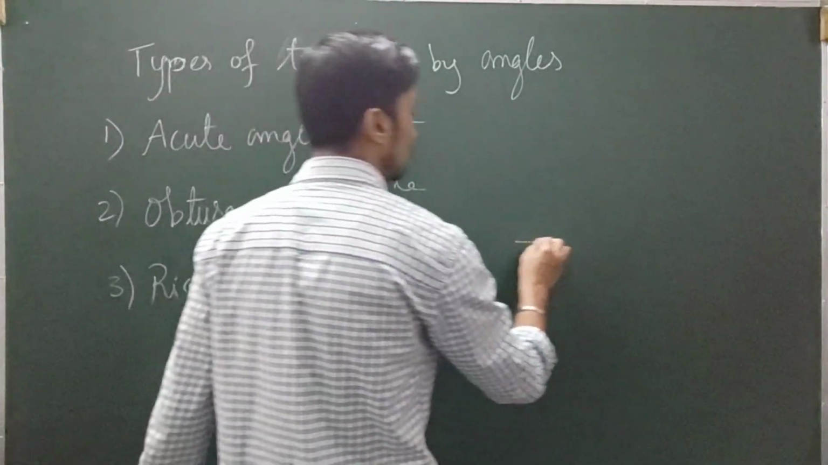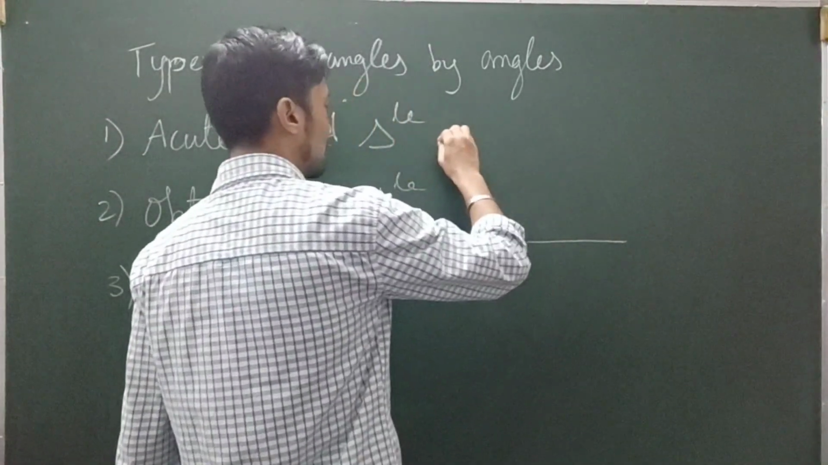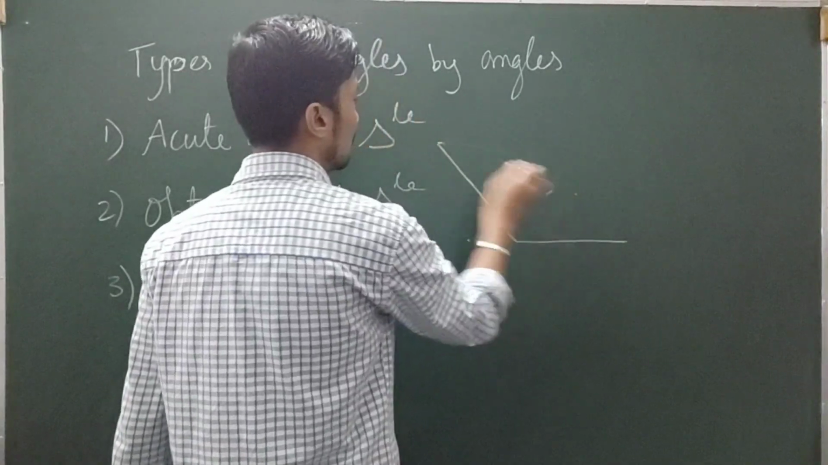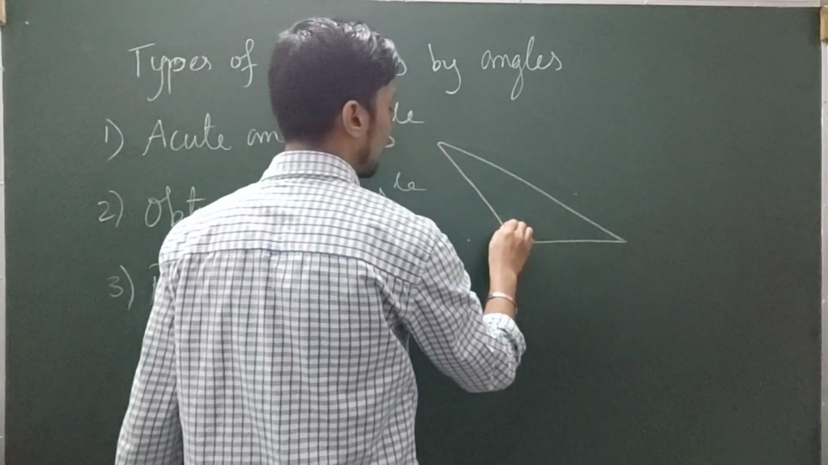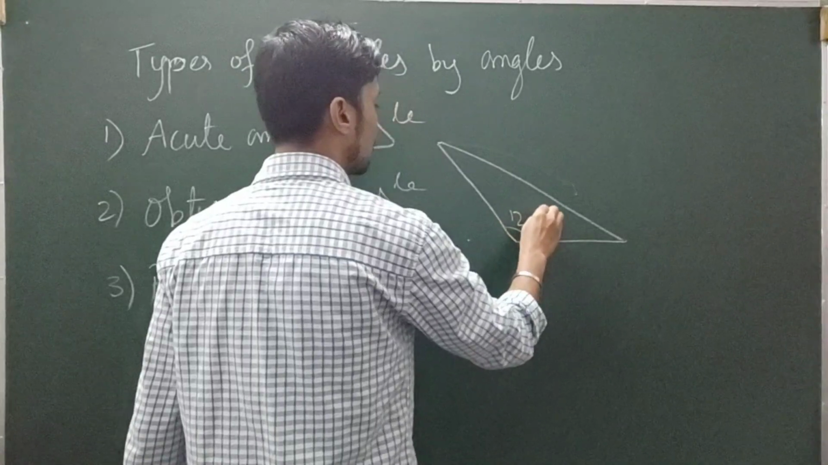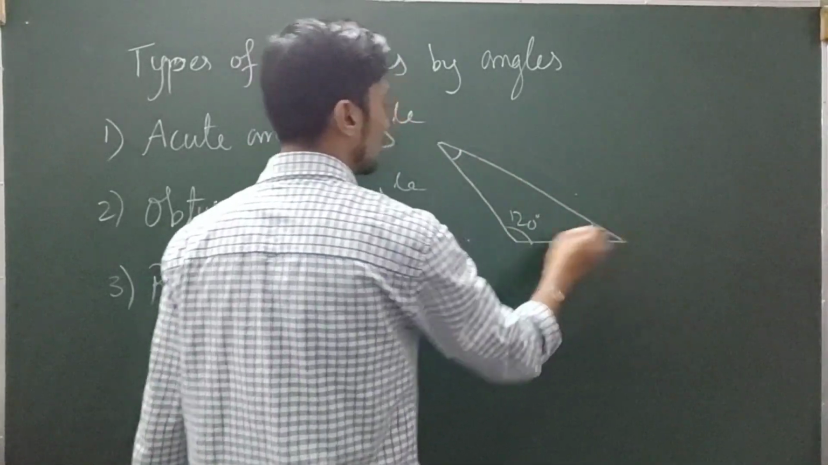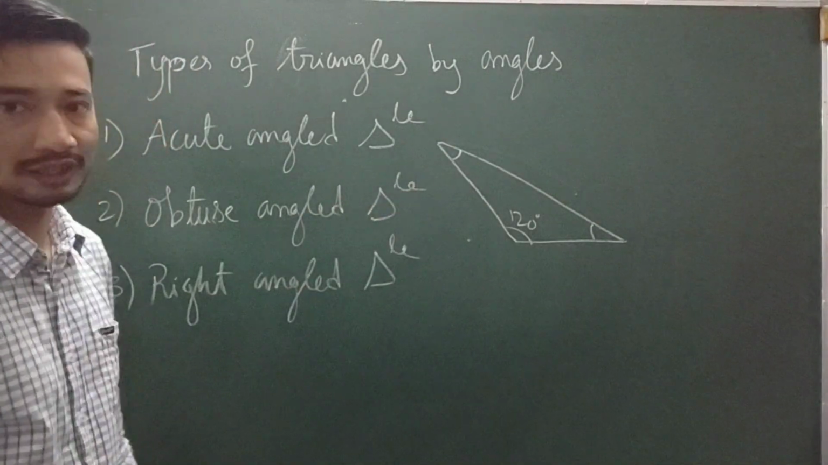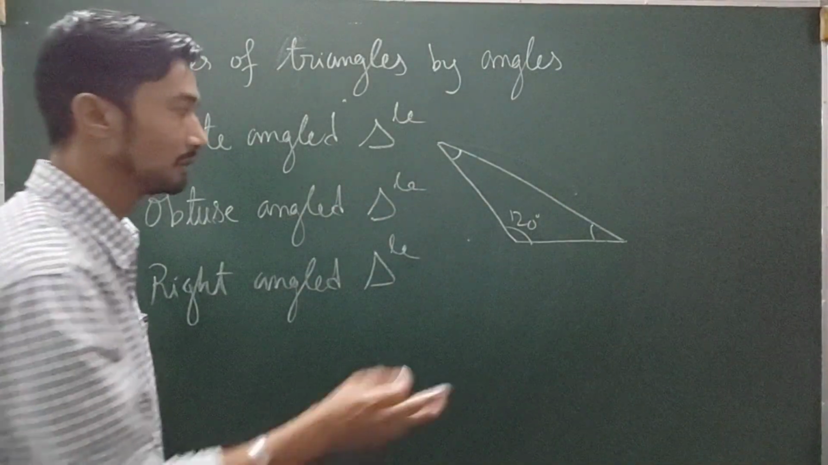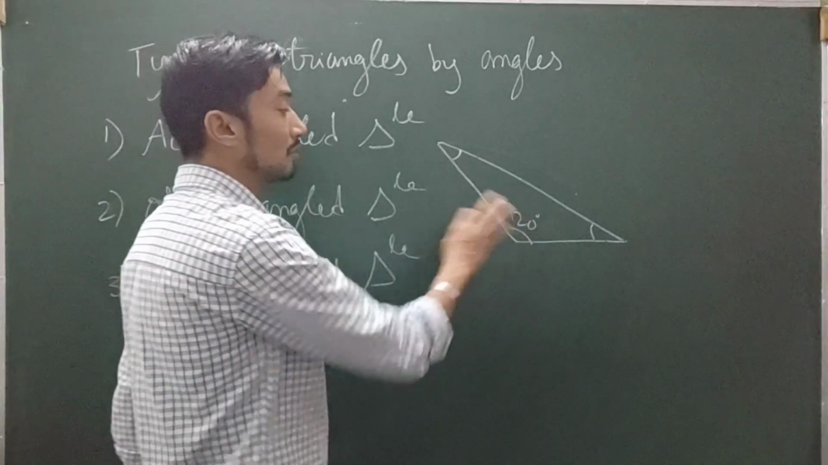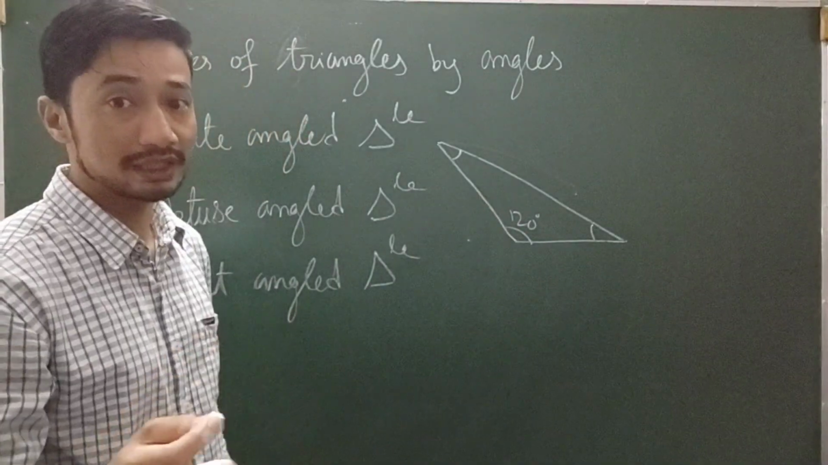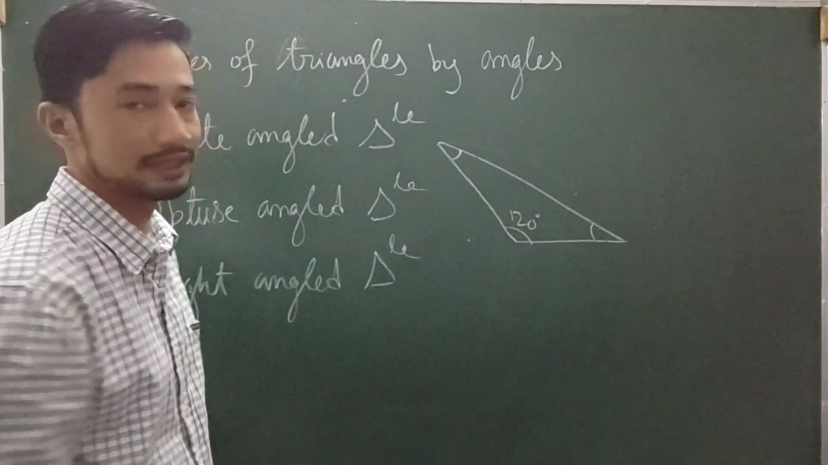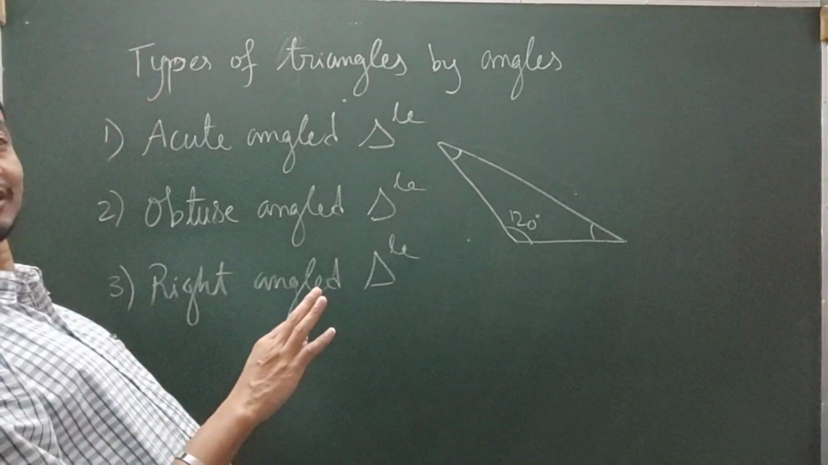What is an obtuse angled triangle? It's a triangle in which one angle is greater than 90 degree. Maybe this is 120 degrees. So the other angles will make up the total 180, but our focus is not on the other angles. Definitely there will be acute angles, but we'll be just looking at one angle only. If it is more than 90 degree, it is an obtuse angled triangle.